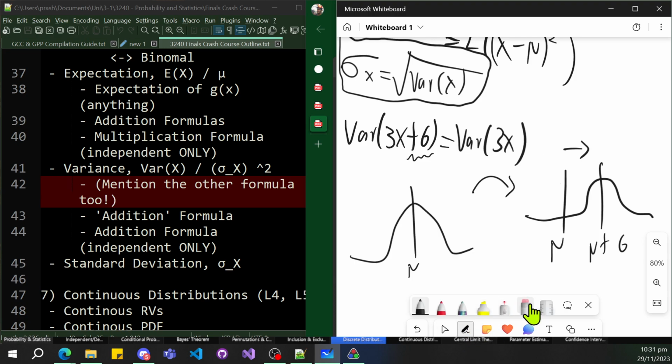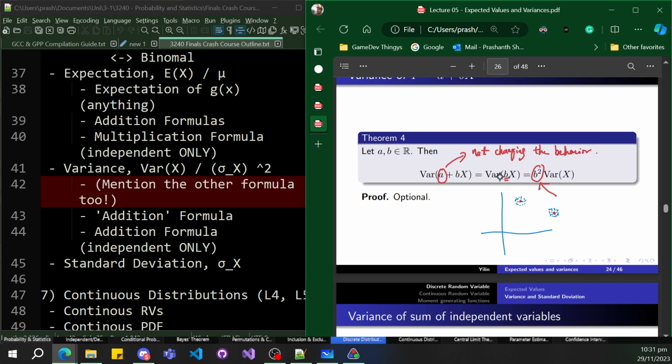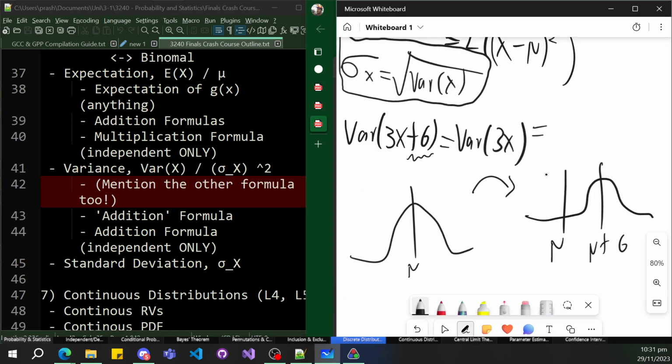And now that we have that, we've got variance of 3x. If we have a constant here, when we take it out, we need to square it. We have to square it. Be sure to not forget this.